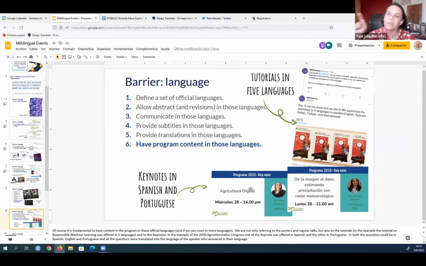So it's not always all the important content only in English. For the Congress of Agroinformatics, we have 2 keynotes, one in Spanish, one in Portuguese. And the Q&A is also in any language that people want to speak, and we translate the questions and the answers. So the keynotes answer in their language, and we translate this content.